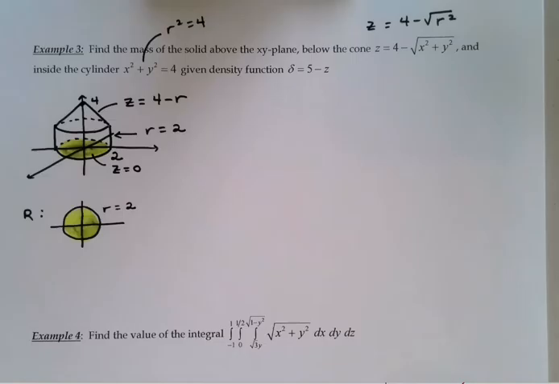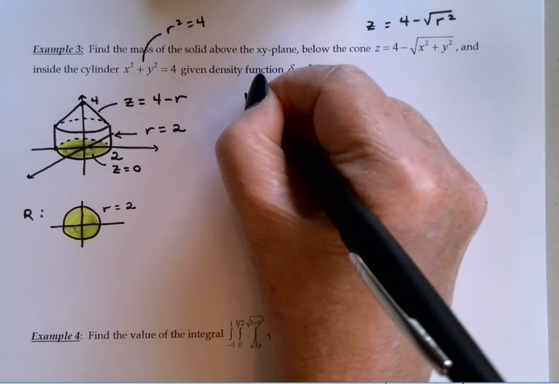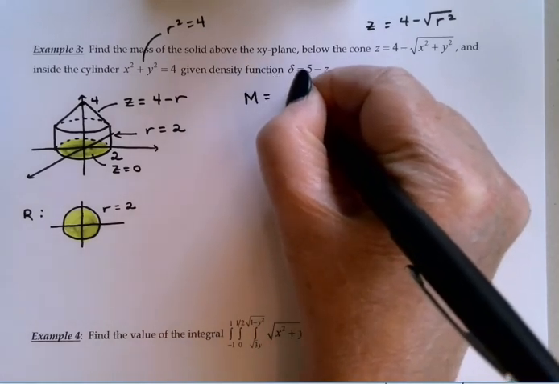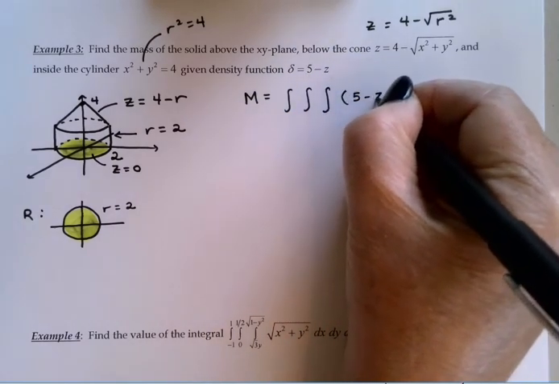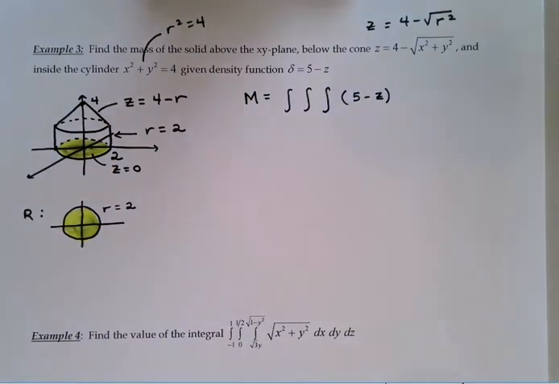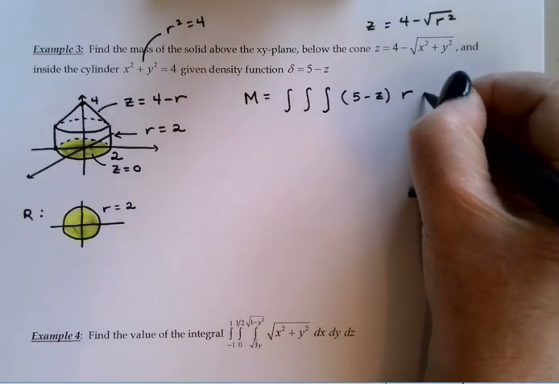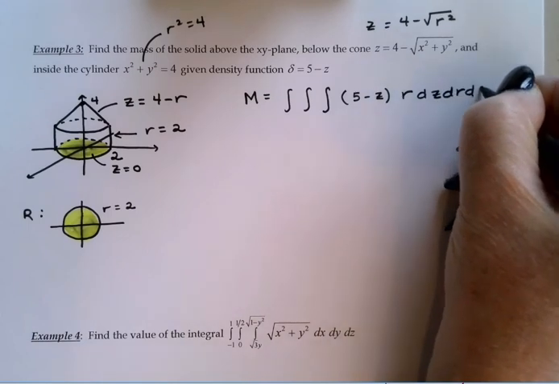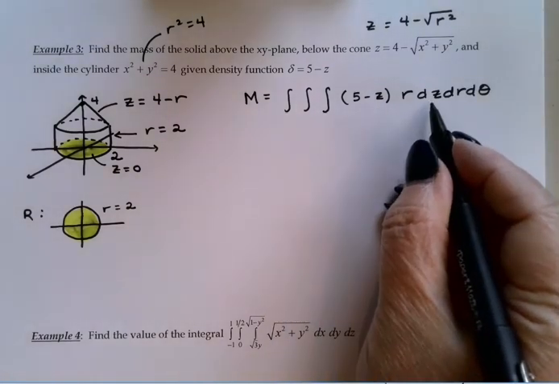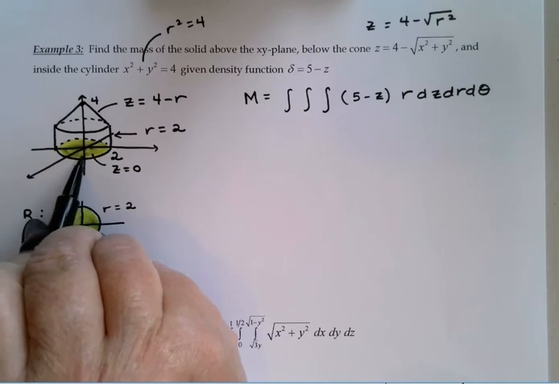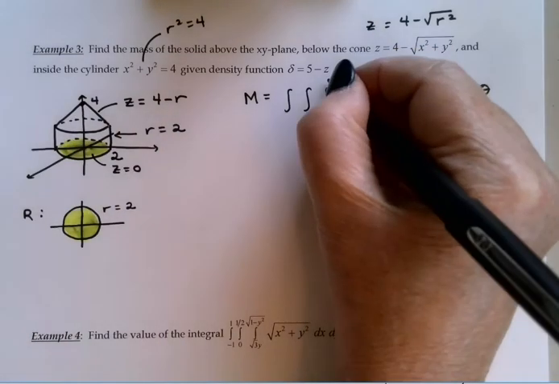All right, going back to the actual calculation then, I need the mass, and to get the mass, I know I need the triple integral of the density function, 5 minus z. I'm going to be doing this in cylindrical coordinates, so the dV is r dz dr d theta. My z limits of integration go from the bottom, which is in the xy plane, z equals 0, to the top, which is the cone, 4 minus r.